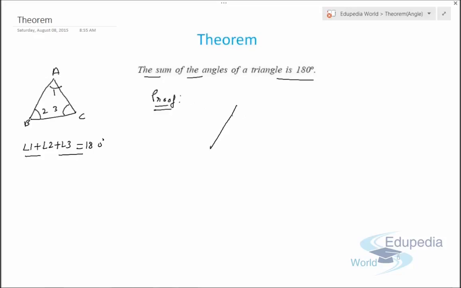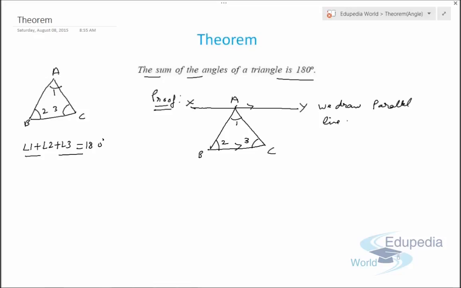Suppose we are given this triangle ABC again, and this is angle 1, this is angle 2, and this is angle 3. And suppose we draw a parallel line XY, which is parallel to BC. Means we draw the parallel line XY to BC. Now let's mark this angle as 4 and let's mark this angle as 5. Now let's see how we can prove this.